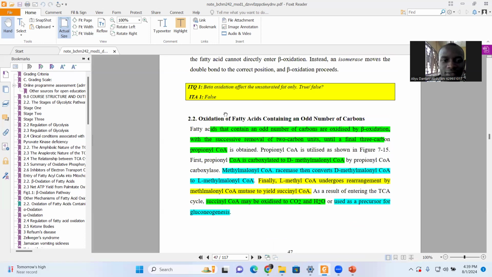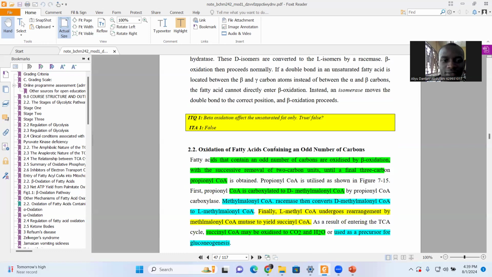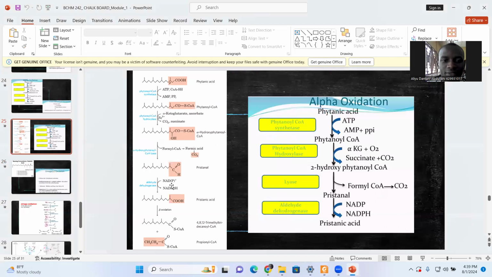So basically, beta oxidation affects unsaturated fat only? No, of course, false, because saturated fats are also affected by beta oxidation, like we treated last week, right? So now, how do you oxidize a fatty acid containing an odd number of carbons? This is easy.